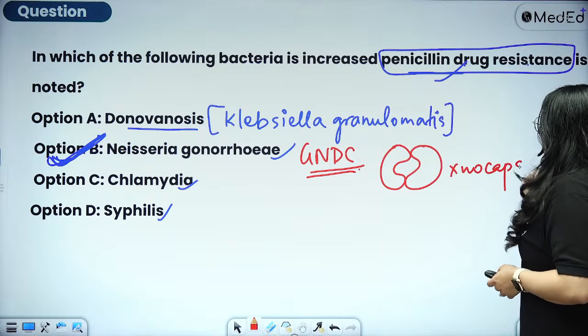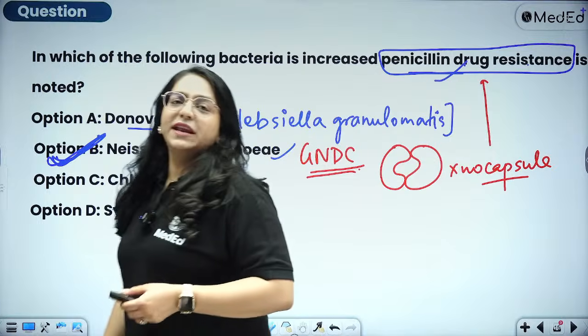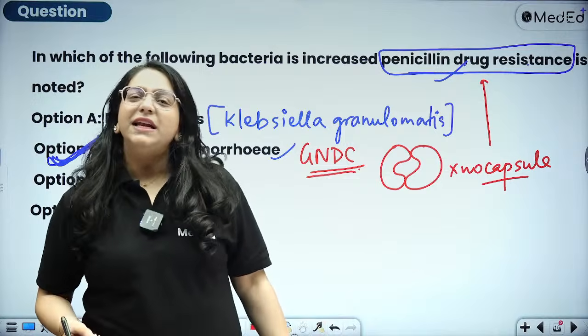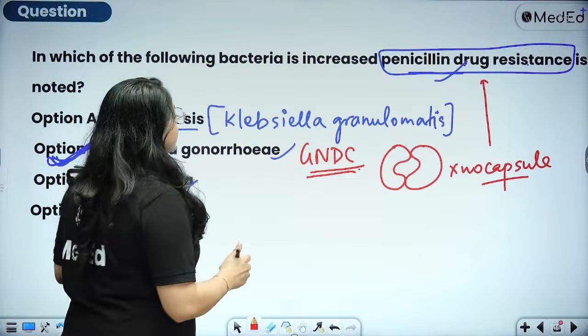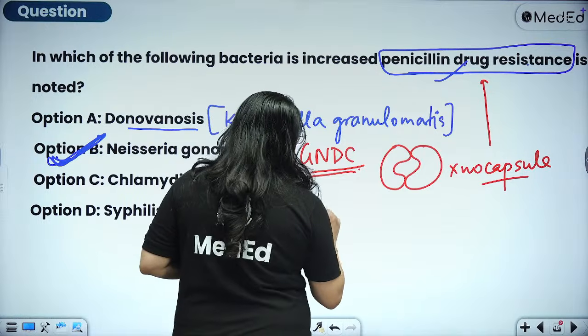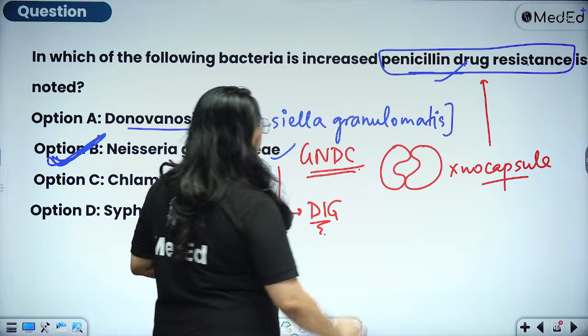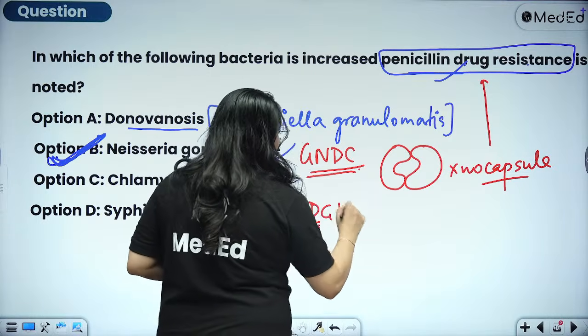This capsule is present in meningitis and it is penicillin drug resistant. So whenever you get that picture of the kidney-shaped gram-negative diplococci, you definitely know you are talking about Neisseria gonorrhoeae. One important thing associated with Neisseria gonorrhoeae is that it leads to disseminated gonococcal infection, which is the DGI.